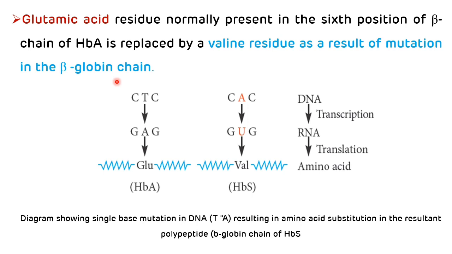This is the picture showing the single base substitution in DNA. T is replaced by A, resulting in an amino acid substitution, that is, glutamic acid is replaced by valine, which results in the formation of sickle hemoglobin, and it is a transversion type of mutation. So that is about the molecular basis behind sickle cell anemia.